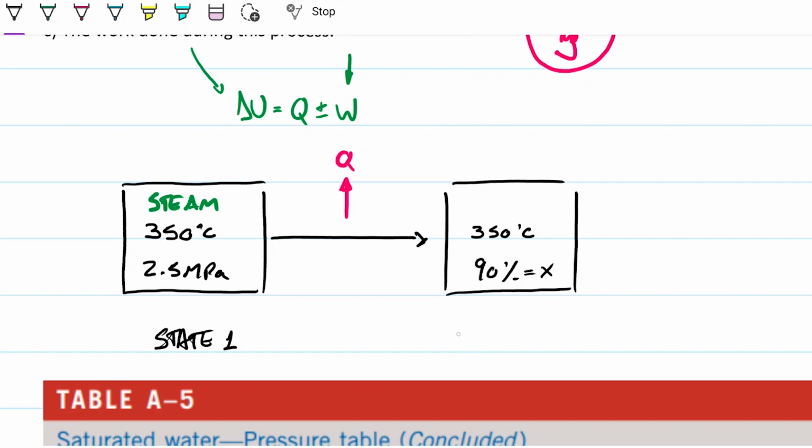So that's all we need to know to be able to define the second state, and we can grab properties for both states. Okay, so what I'm going to do is first check to be sure this is superheated. All right. Then I'm going to grab my internal energy for this state.